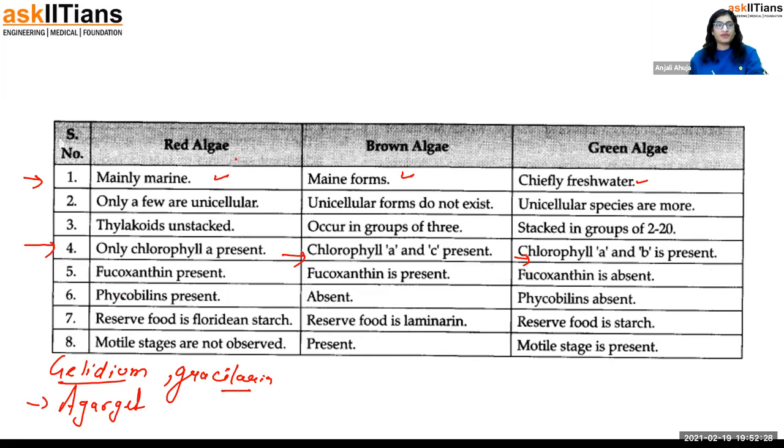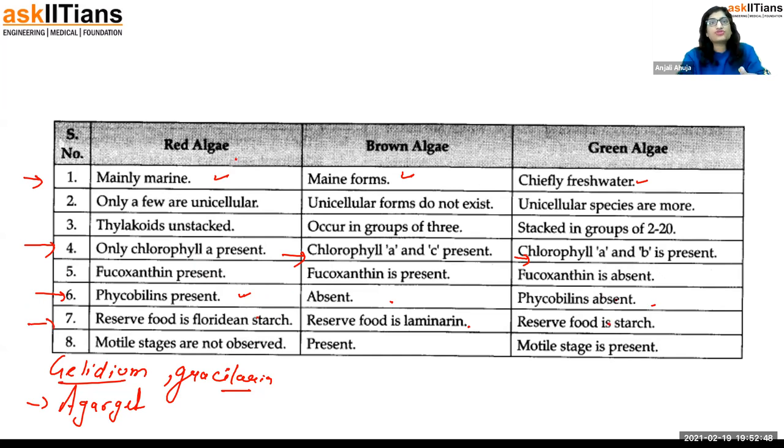Now you have to remember the pigment. This pigment is important: phycobilin. Red algae have phycobilin, and here it is absent. So phycobilin is present only in red algae. The reserve food materials are floridean starch, laminarin, and starch. These are all types of carbohydrate.